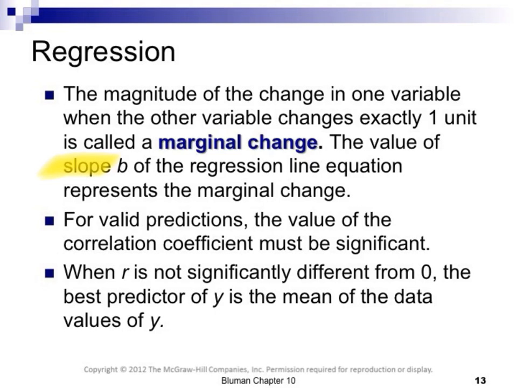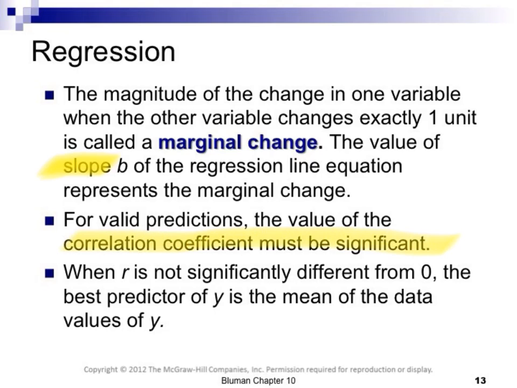For valid predictions, the value of the correlation coefficient must be significant. So that means it's going to be close to +1 or -1. If it's closer to 0, the best predictor of y is the mean of the data. The line of best fit or the regression line really doesn't apply if your r is not significant.